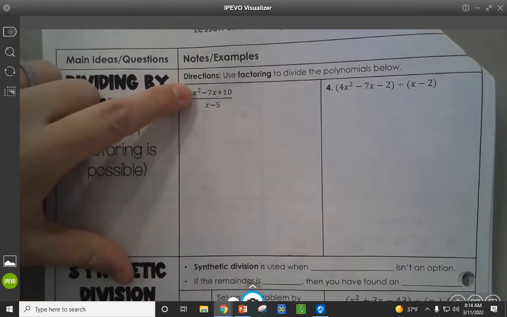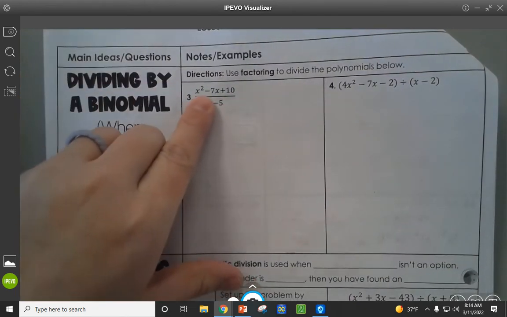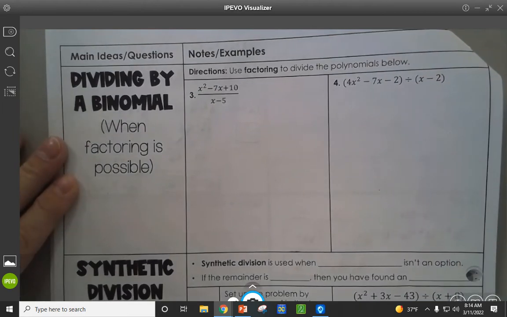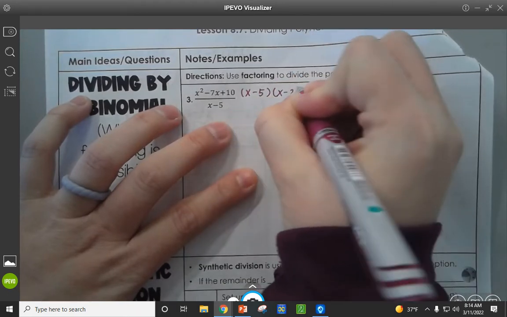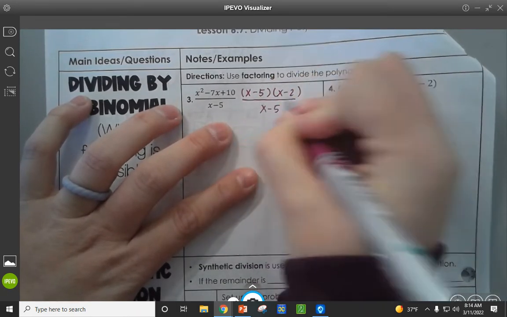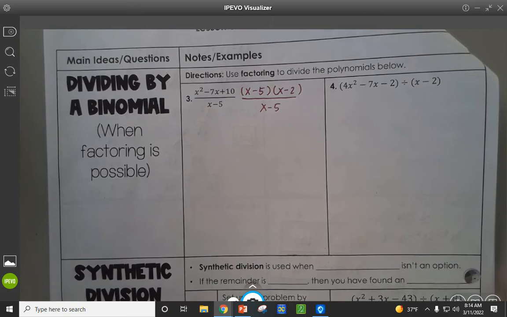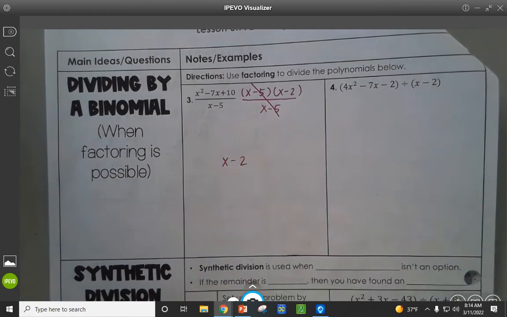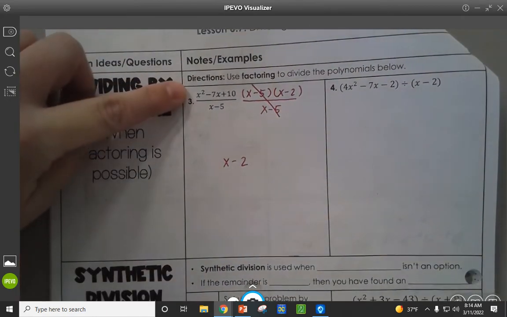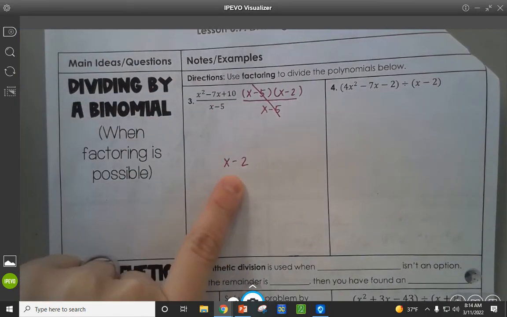Does anybody know what this would factor into? Numbers that multiply to be positive 10 but add to be negative 7. Negative 5 and negative 2. And then we have x minus 5 on the bottom. And what we can do is cancel these factors. And so we're really left with x minus 2. So x squared minus 7x plus 10 divided by x minus 5 is x minus 2. That's your answer.